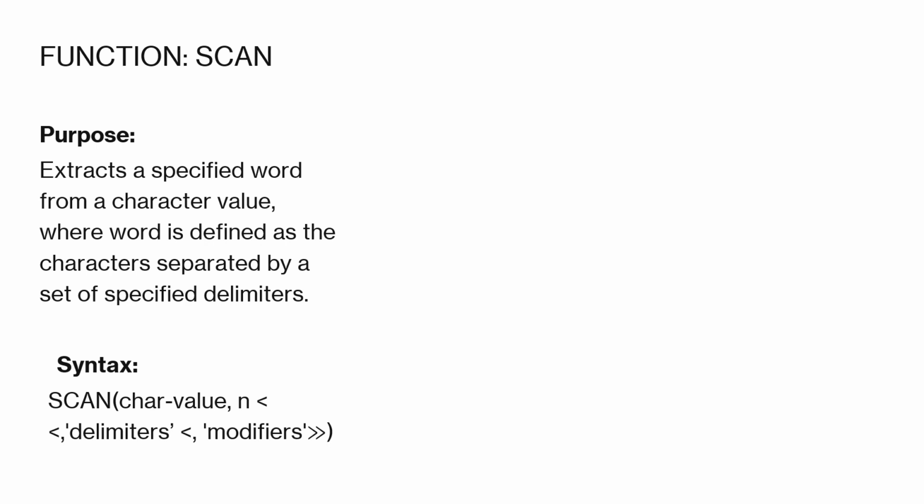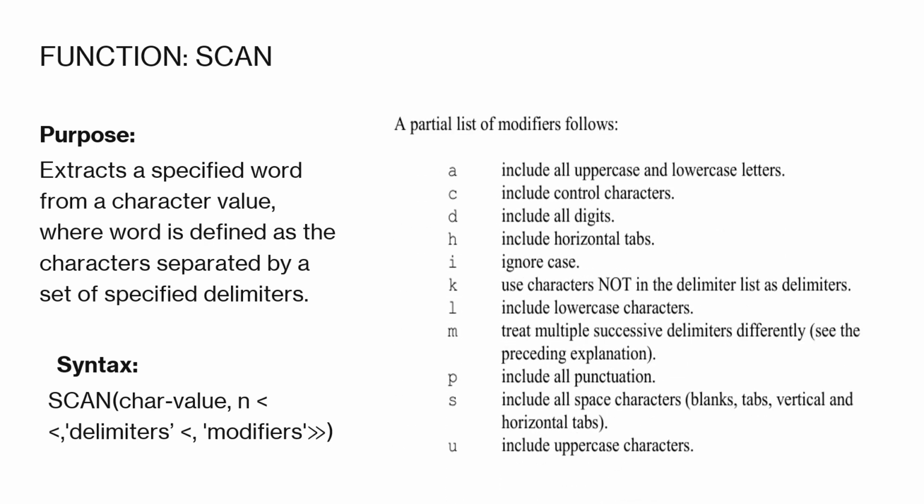The next argument which we can pass in the scan is the delimiter, and it's an optional argument. If you specify any delimiters, only those delimiters will be active. Delimiters before the first word have no effect. Two or more contiguous delimiters are treated as one.